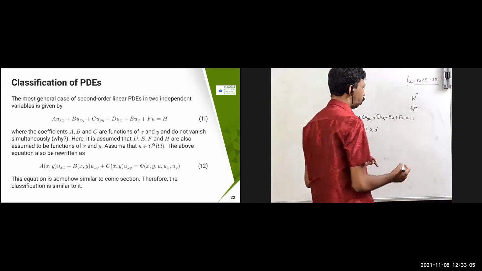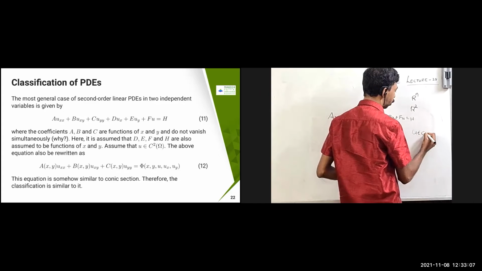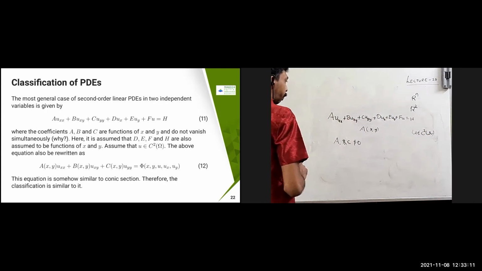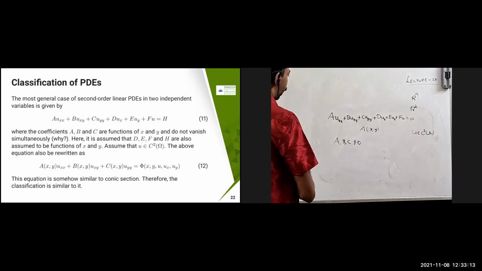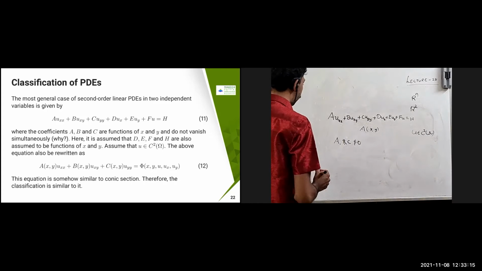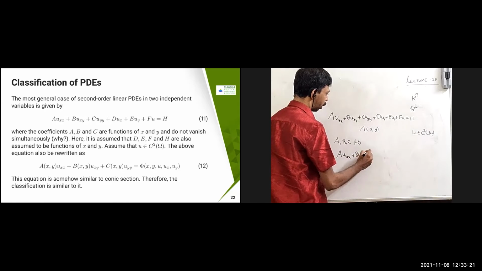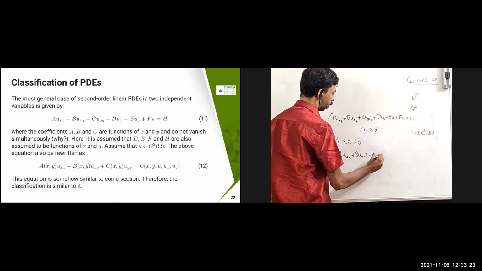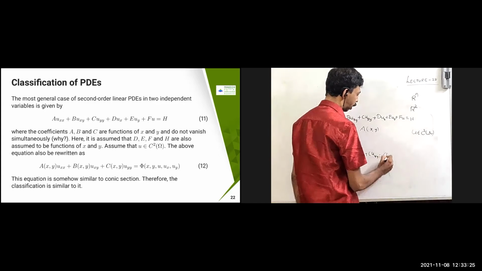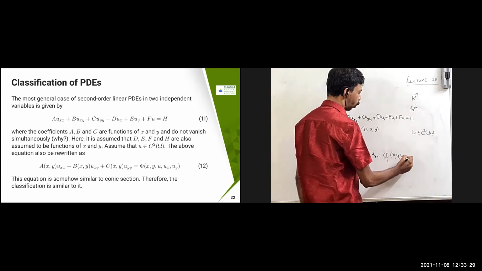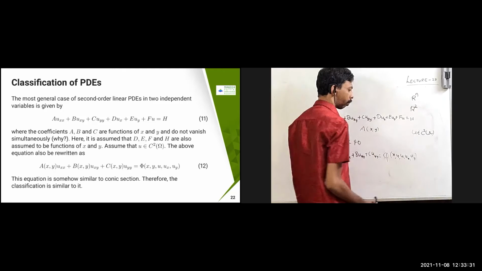Now let us assume that u belongs to C square of omega. So this same problem I can rewrite in this way also: A u_xx plus B u_xy plus C u_yy equal to a function of x, y, u, u_x, u_y. I can write it down.